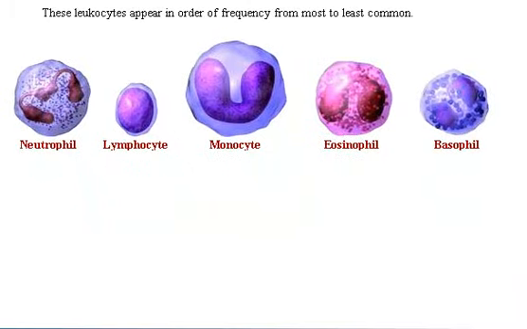The 5 types of leukocytes, from most to least common, are neutrophils, lymphocytes, monocytes, which turn into macrophages when they enter tissues, eosinophils, and basophils. Let's see what you can remember about white blood cells. Click the cell that corresponds to each of the clues you were given.